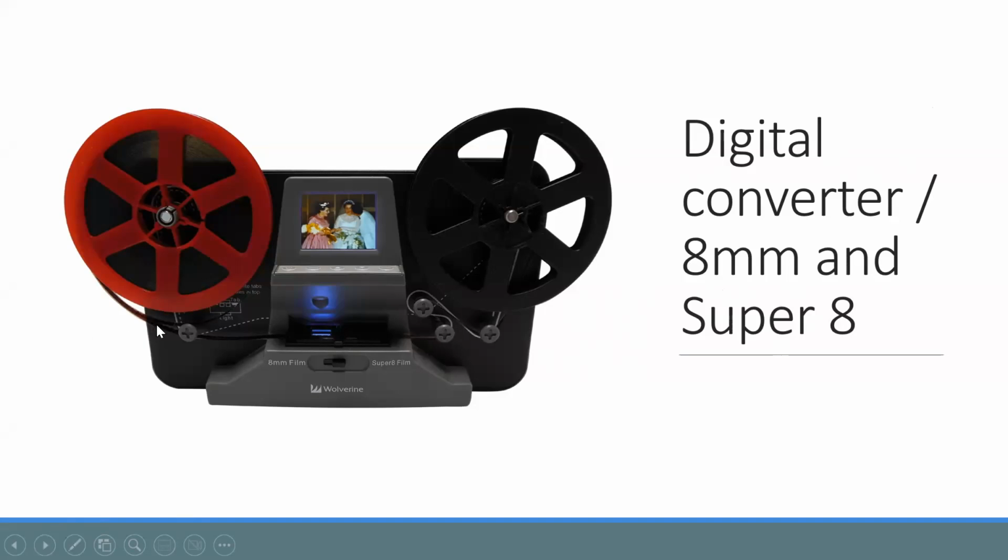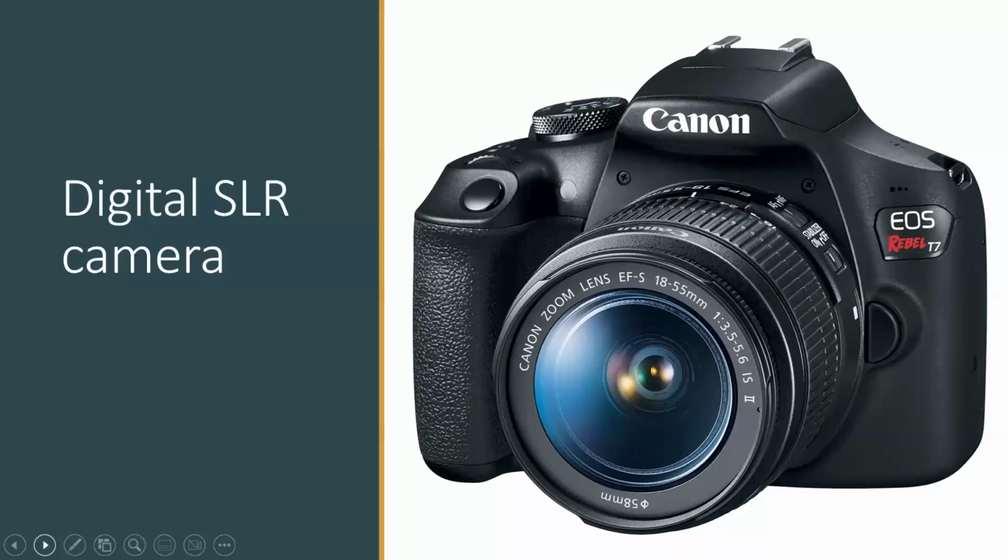This, by the way, is called the Wolverine. You might be able to read it here. It'll convert your 8mm and Super 8 into a digital movie file, which you can then save on your computer. You could also burn it to a DVD after you've done that, and you can share it with other people. Or you can save it and put it up on YouTube if you have a YouTube account.